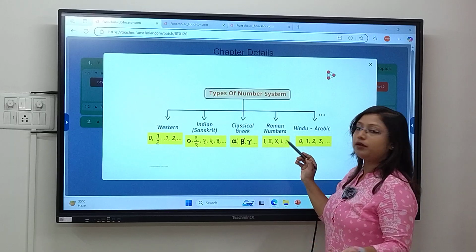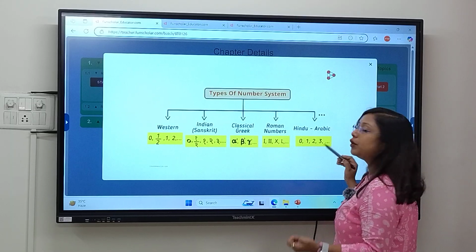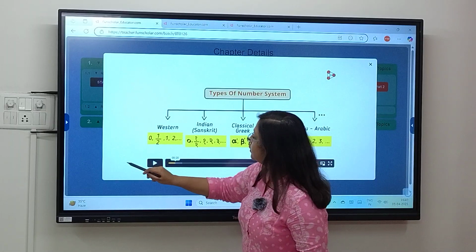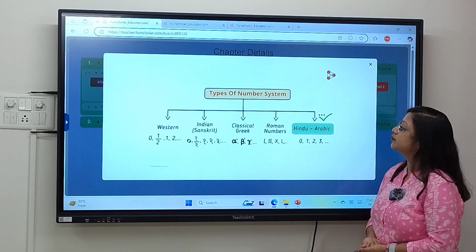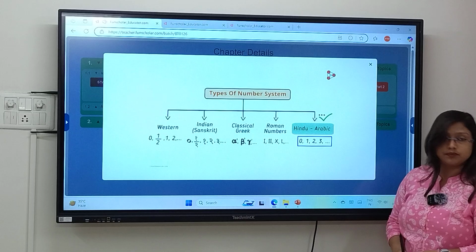And Roman numbers we already know. This is how we write Roman numbers. And Hindu-Arabic we already talked about, like 0, 1, 2, 3 and so on. We commonly use the Hindu-Arabic numeral system. In this system, digits are used to represent the numbers.